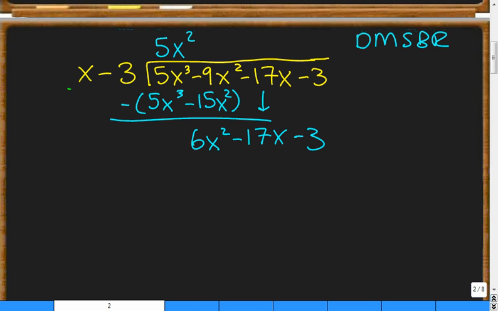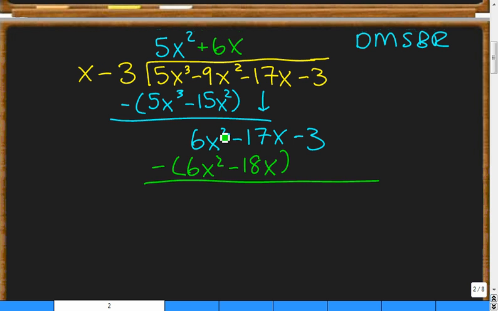So x times what makes 6x squared? Well, that's going to be a positive 6x. So then we multiply it down. 6x times x makes 6x squared. 6x times negative 3 makes negative 18x. And then we subtract. This makes 0, cancels. Negative 17x minus a negative 18x makes a positive x. We borrow our negative 3, and we repeat again.